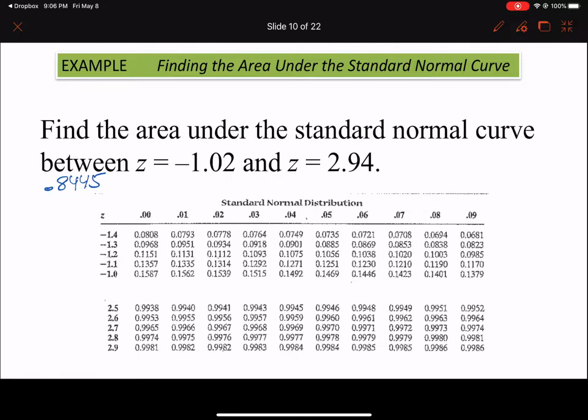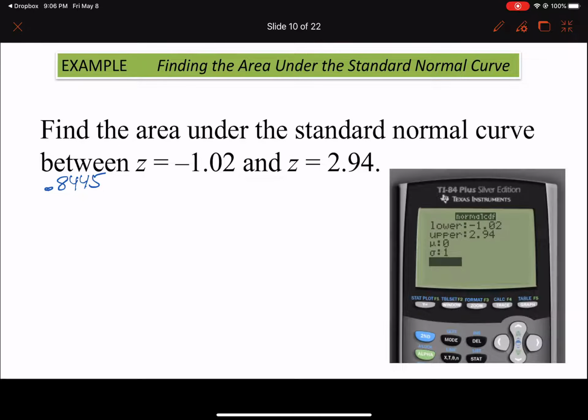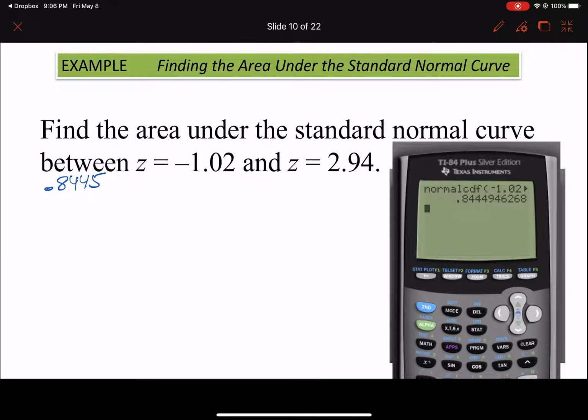Let's try it. So I'm going to put my lower as negative 1.02. My upper is 2.94. Remember, your standard deviation is 1 and your mu is 0. I got 0.8449, and that's perfect. It is the same answer. Yes, it's much easier with the calculator, but it's good to know how to use that z-table. It will come in handy later.